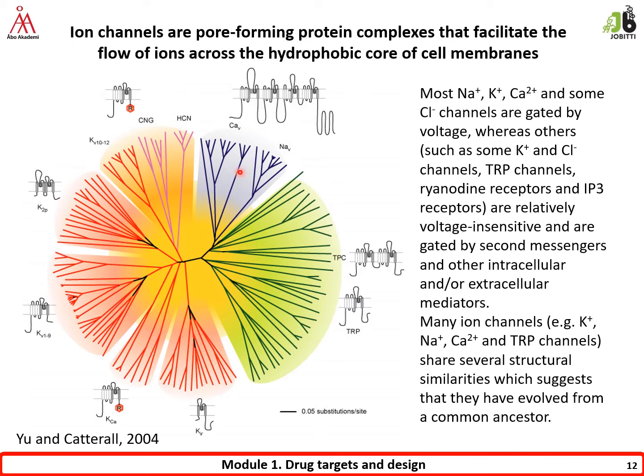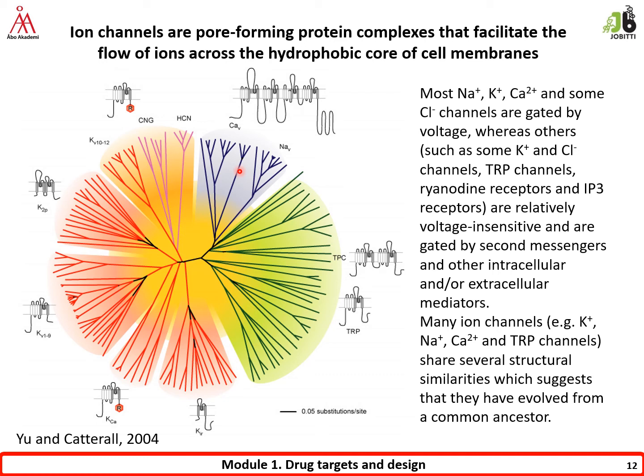Another important protein target family is ion channels. They are pore-forming protein complexes that facilitate the flow of ions across the hydrophobic core of cell membranes. Most sodium, potassium, calcium, and some chloride channels are gated by voltage, whereas others, such as some potassium and chloride channels, transient receptor potential channels, ryanodine receptors, and inositol 3-phosphate receptors, are relatively insensitive to voltage and are gated by second messengers, and also other intracellular or extracellular mediators.